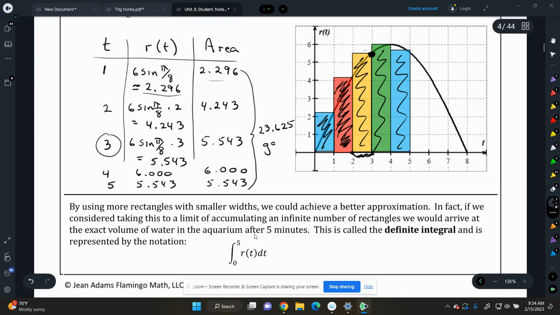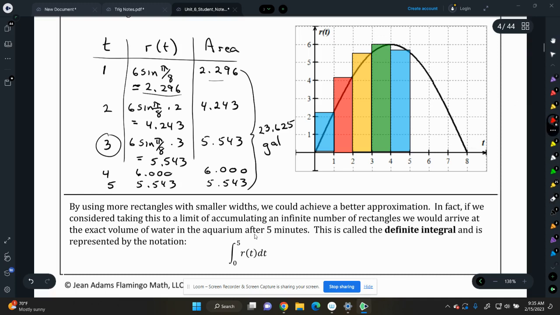23.625 gallons. How come 3 and 5 line up, but they don't line up on the graph? Is that just because the graph is not right, or the math? What do you mean they don't line up on the graph? It looks like 5 is taller. Oh, I think that's just the limitations of putting the little rectangle on. That corner is actually right on the curve. Okay.